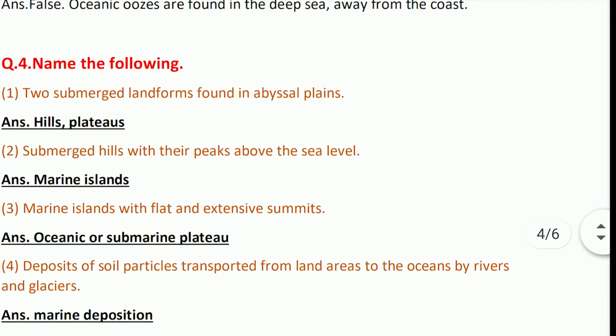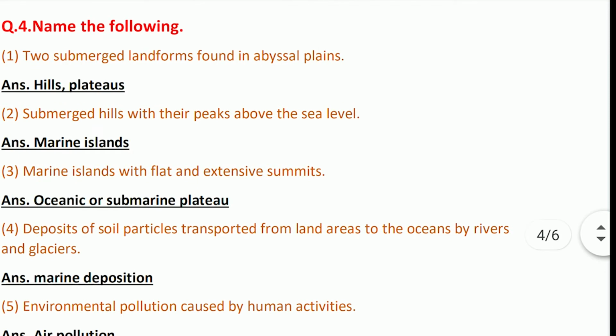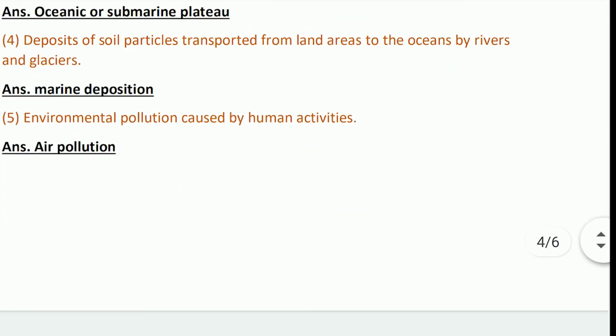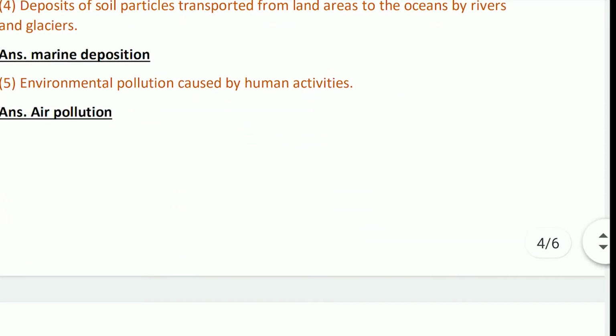Name the following. Two submerged landforms in the abyss: plains, hills and plateaus. Submerged hills with the peak above the sea level: marine islands. Marine islands with flat and exposed summits: oceanic or submarine plateau. Deposits of soil particles transported from land areas to the ocean by rivers and glaciers: marine and submarine deposits. Environment pollution caused by human activities: air pollution.